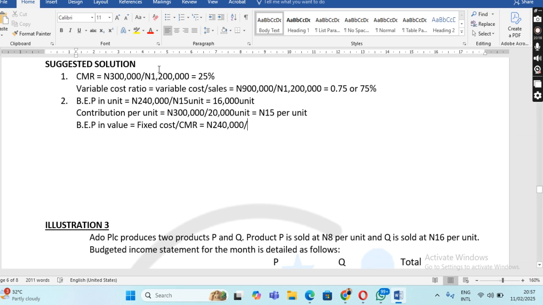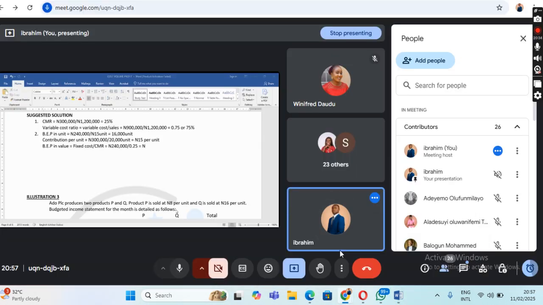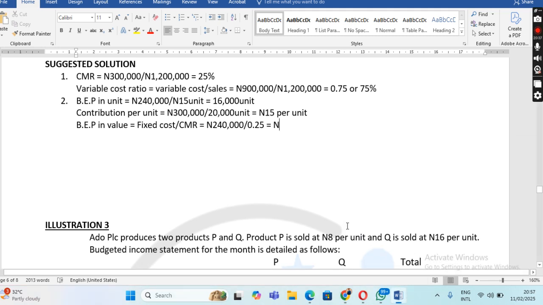So now quickly, we can say it equals the fixed cost of 240,000 divided by the CMR. We already calculated the CMR; if not, we would have said let's calculate it. The CMR is 25%, which is 0.25. So what is the value? 960,000 naira.